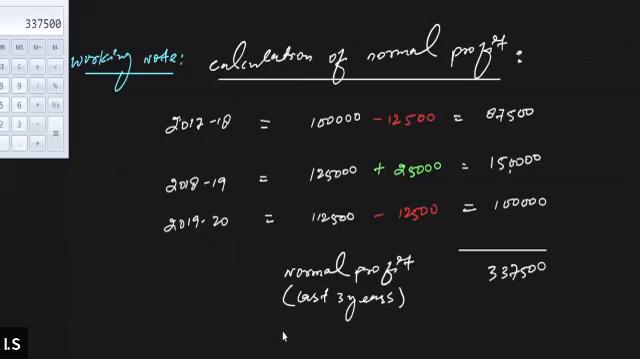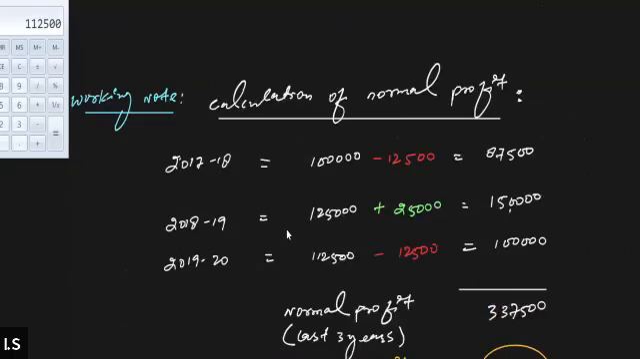Yes, sir. Now we will determine the average profit of the last 3 years. So to determine the average profit of the last 3 years, we will simply divide it by 3. Dividing it by 3, we will get 1,12,500. Got it? Is this clear to you, Saif and Shifa? Yes, sir. Okay, so the average profit in this case is 1,12,500.